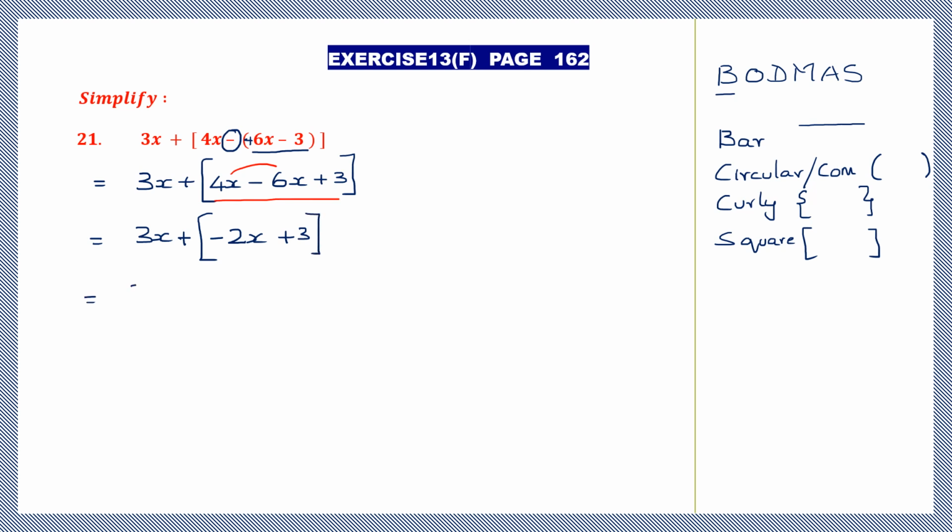Now here we have 3x. We are going to remove the square brackets. So see the sign before it. The sign before it is plus. So that means no change in any of the signs that are inside the bracket. So minus 2x will remain the same as well as plus 3. Now let's work on these like terms. 3x minus 2x. 3 minus 2 is 1. 1x plus 3. So our final answer for this question is x plus 3.